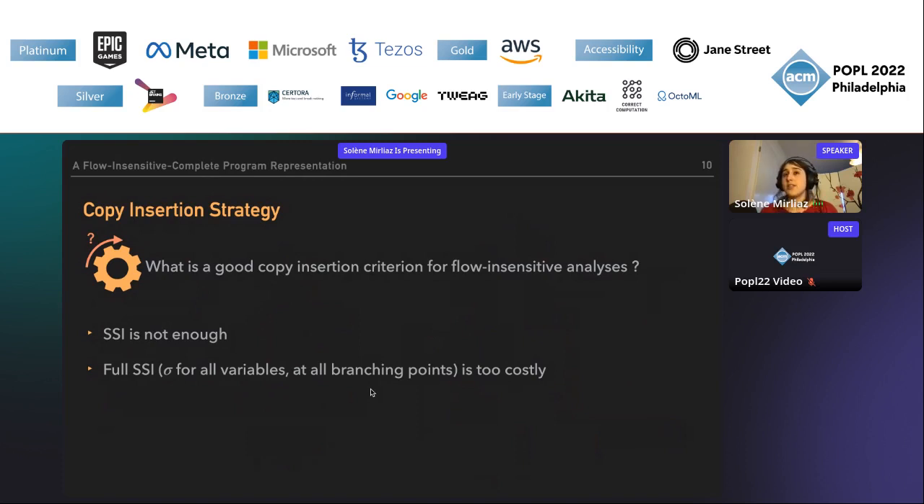If SSI is not enough, we could argue that doing a full SSI where we insert copies at all branching points for all the variables could be enough. But the problem if you do that is that you introduce so many variables that you completely undermine the goal of flow-insensitive analysis. You will have a big invariant to manage instead of several small ones. So we need to do better than that and to have a fine criterion.